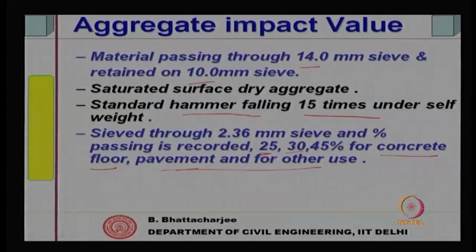So, aggregate impact value, 10% fines value and aggregate crushing value are measures of relative strength, used for relative strength comparison of aggregates, and they must satisfy the minimum required. Otherwise, the strength of the concrete will be limited by the aggregate itself. In normal concrete, strength of the concrete is not limited by aggregate, because aggregate rarely fails, as we shall see later on.